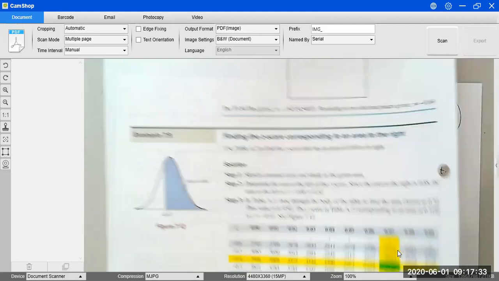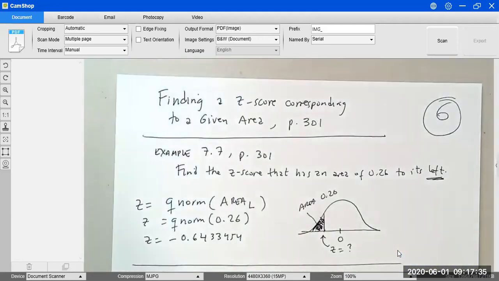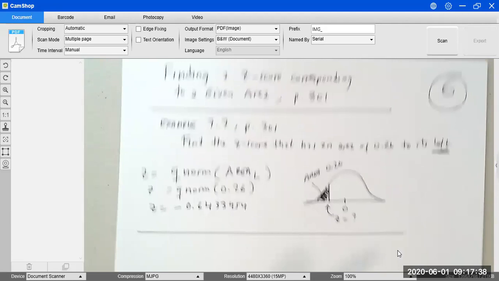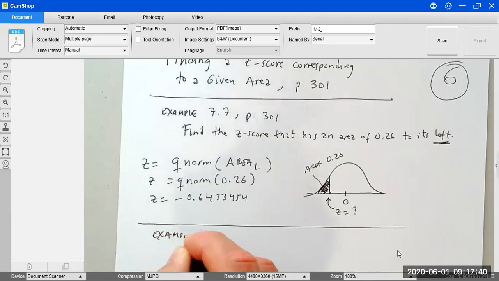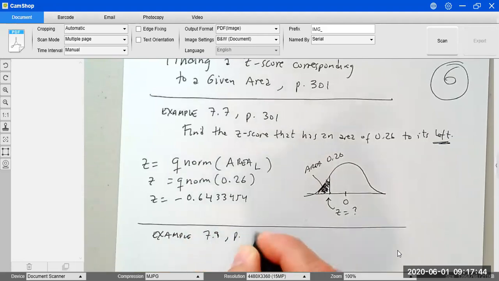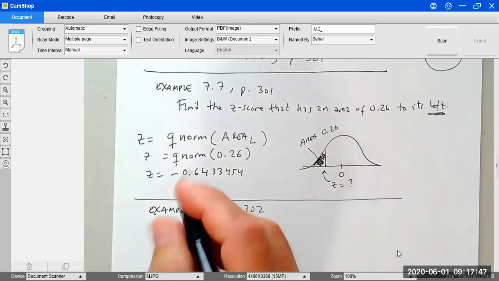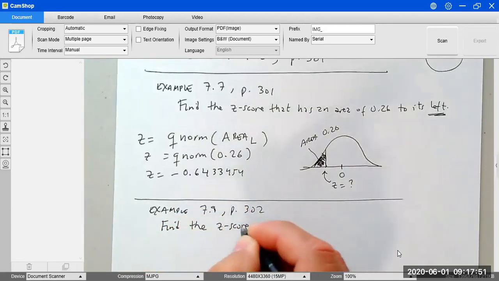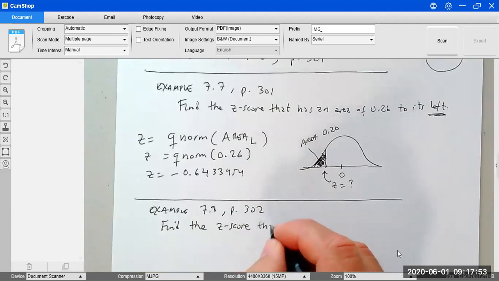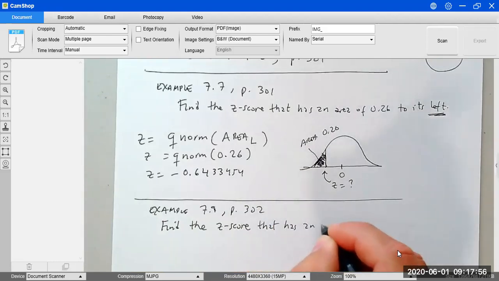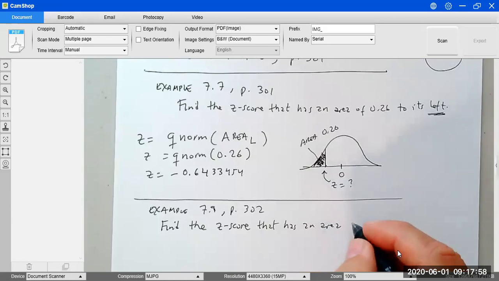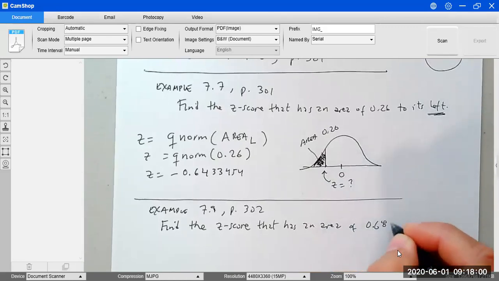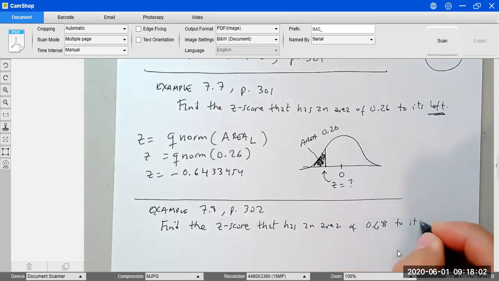So now it's a different area than the one that they are providing. So let's write here example 7.9 on page 302. So now we're going to find the z-score that has an area of 0.68 to its right.